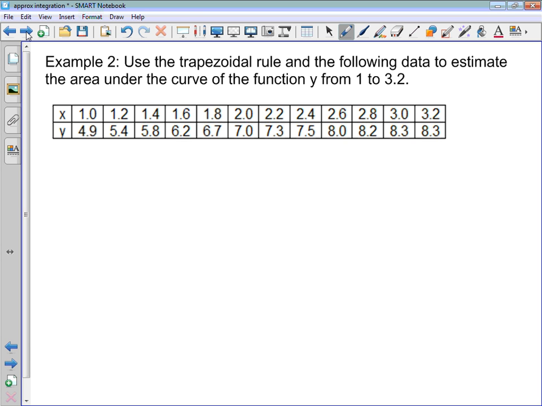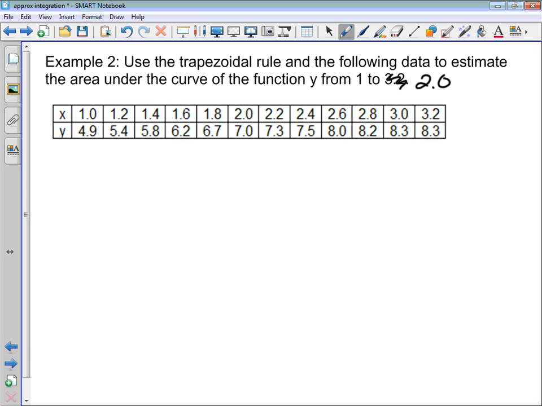So we are going from 1 to 3.2. Now let's see. I'm going to actually change this one a little bit. I'm going to say that rather than going all the way to 3.2, we're just going to go up to 2. Okay? So area under the curve of the function from 1 to 2 using the values that we have tabulated here.